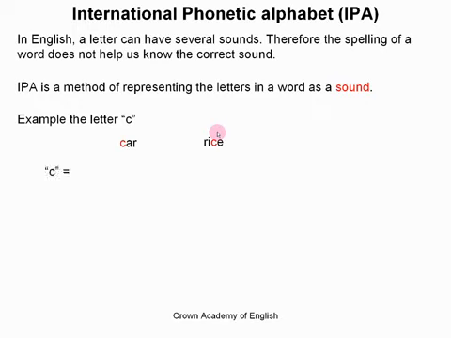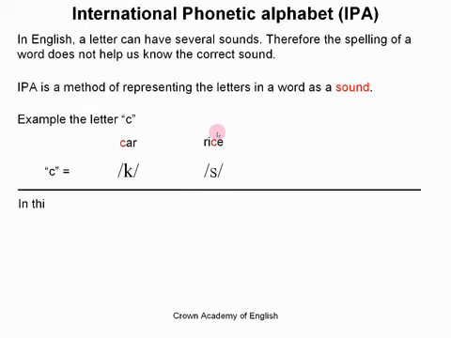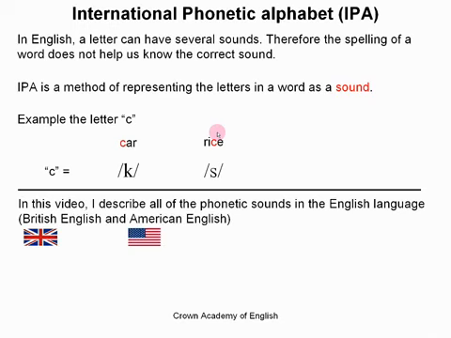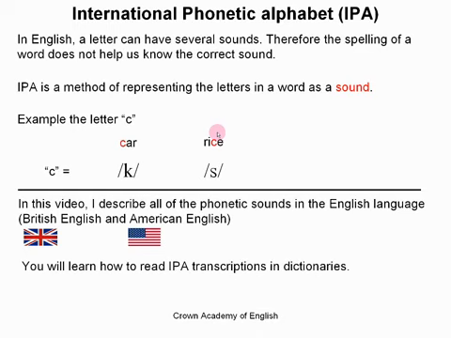For example, here the letter C in the word car has this sound, K. And here it is S, like rice. Okay, in this video I describe all of the phonetic sounds in the English language, both British English and American English. And you will learn how to read IPA transcriptions in dictionaries. Okay?